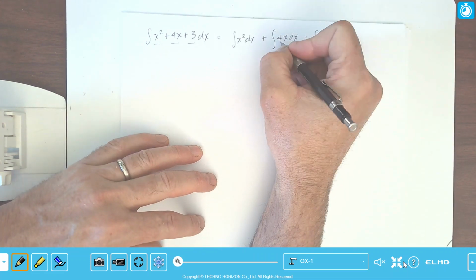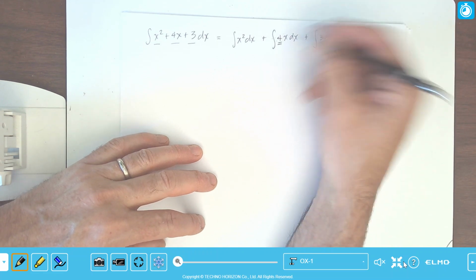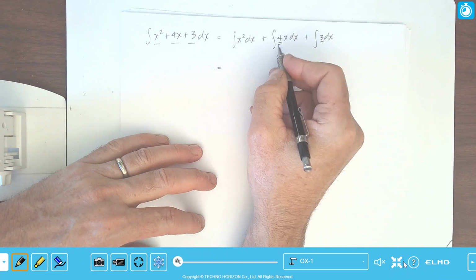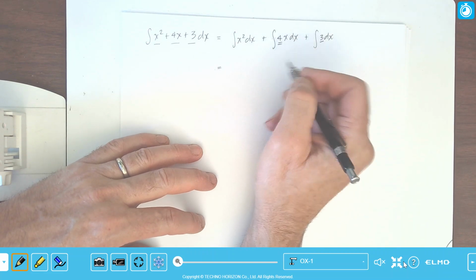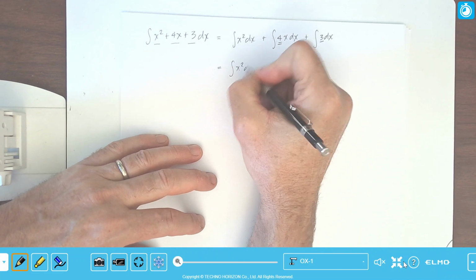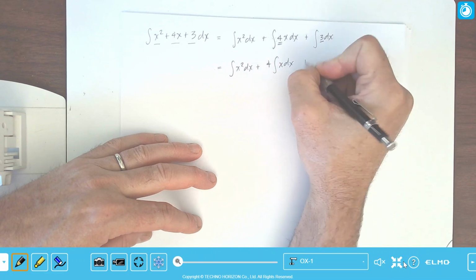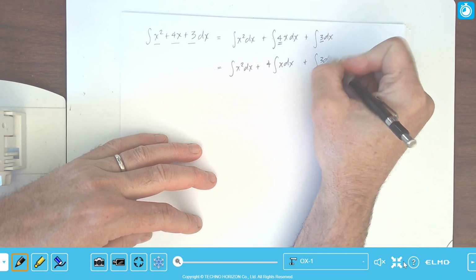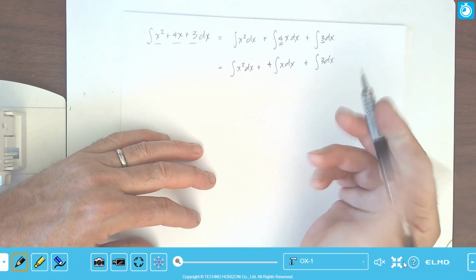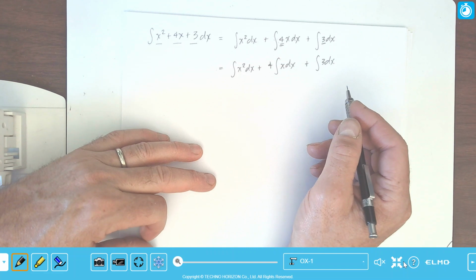I also notice that I have a constant multiple of x here, so I'll use the constant multiple rule to bring it out in front. So the integral of x squared dx plus 4 times the integral of x dx plus the integral of 3 dx. I could have brought that 3 out in front, but it would still leave a 1 inside of the integral, and I think it's just as easy to leave it in and see the integral of 3 as 3x.